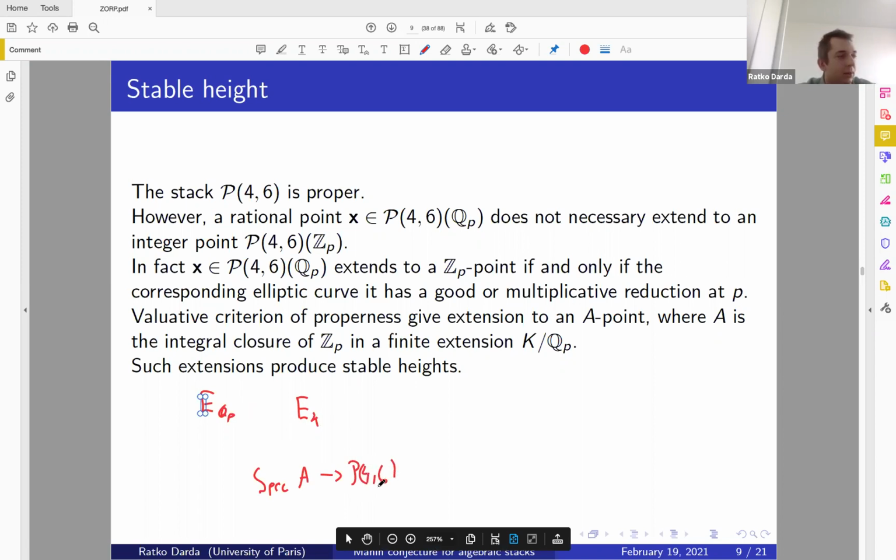If you have, for example, a line bundle here and you try to use the standard definition to define metrics and heights, you pull it back, and you get the same metric when you regard E as a QP point of P46, or when you regard it as a K point of P46. We deduce that this obtained metric is stable for taking extensions. Consequently, the resulting height is going to be stable. So in this way, if we take such an extension, we produce stable heights.